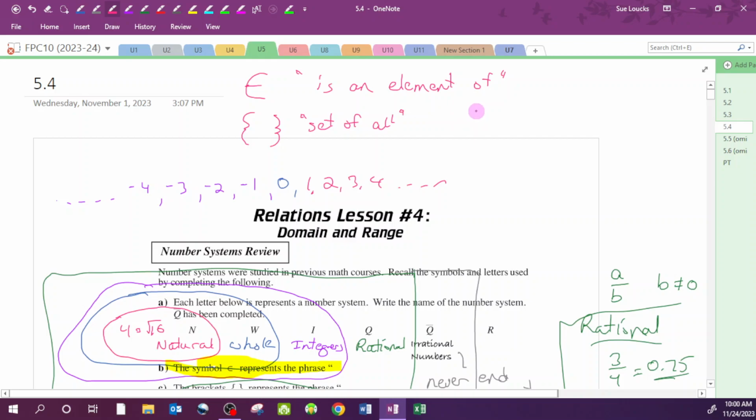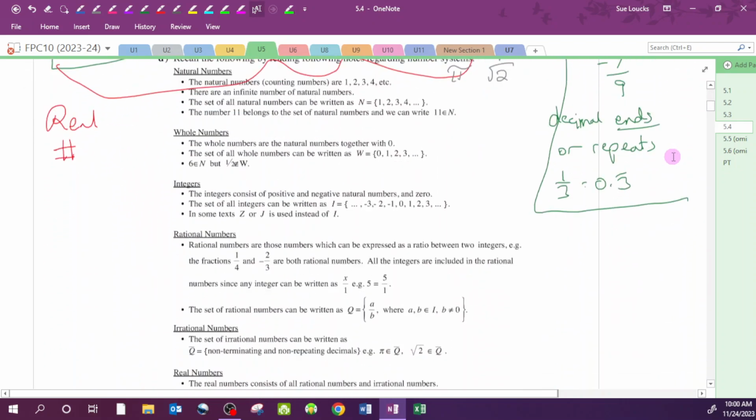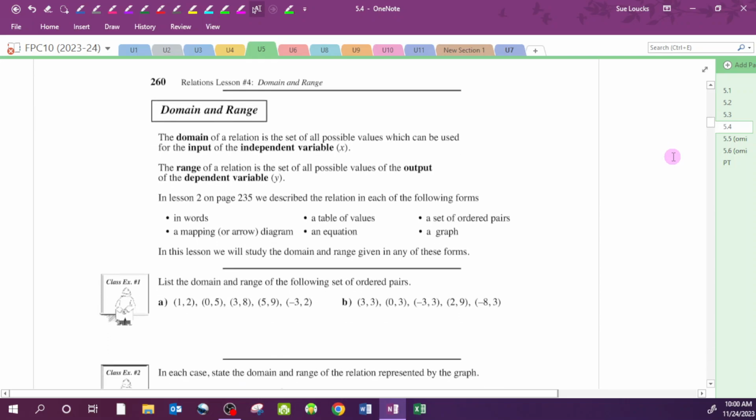And so that is the set of all elements that I'm describing. Okay, let's do some examples of that because I realize that doesn't make any sense at all. So let's go on and do some examples with this.